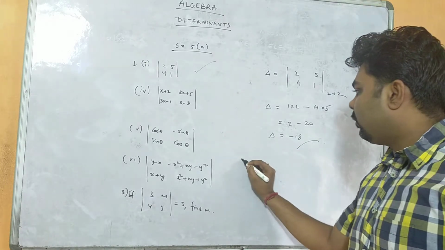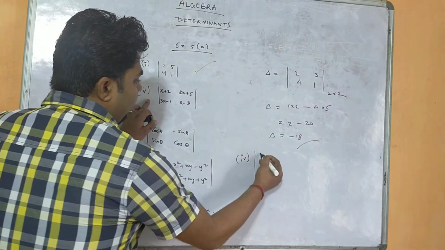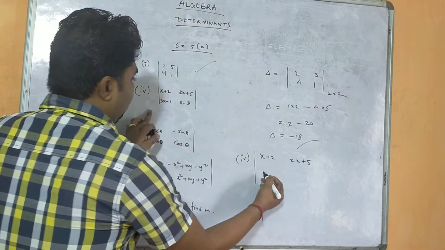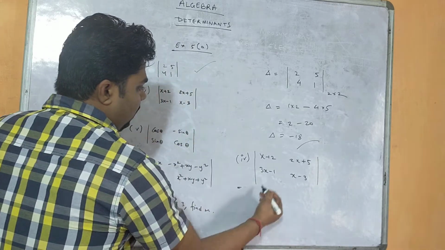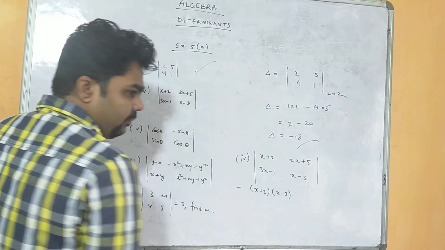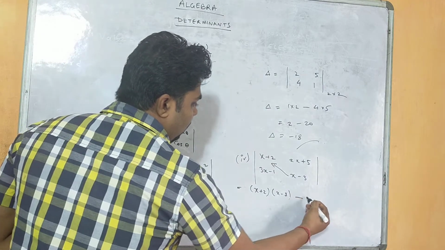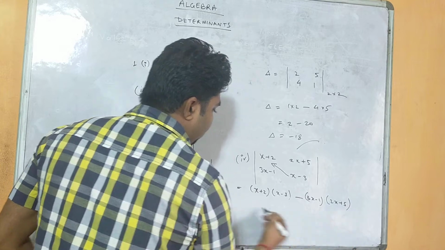Similarly, we will find for question number 4. In question number 4 we have x plus 2, 2x plus 5, 3x minus 1, x minus 3, right? Now we will cross multiply x plus 2 and x minus 3. We will cross multiply this one, then minus (3x minus 1) into (2x plus 5).